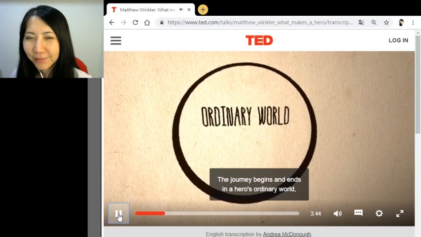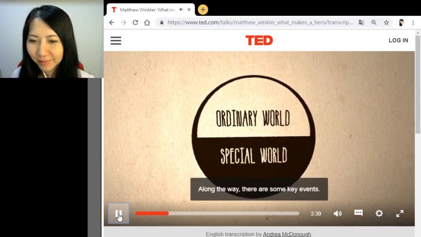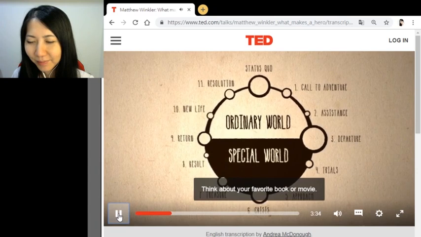Begins and ends in the hero's ordinary world, but the quest passes through an unfamiliar, special world. Along the way, there are some key events. Think about your favorite book or movie. Does it follow this pattern?